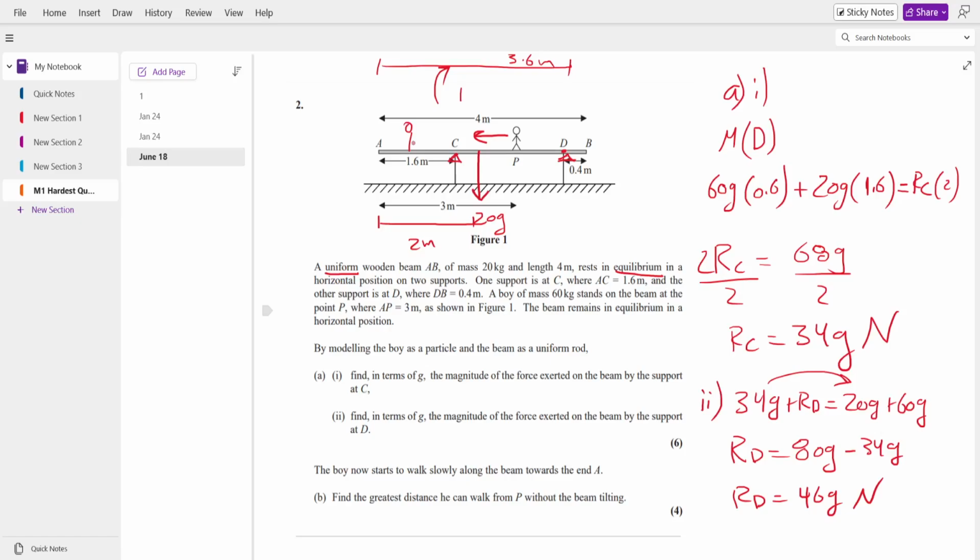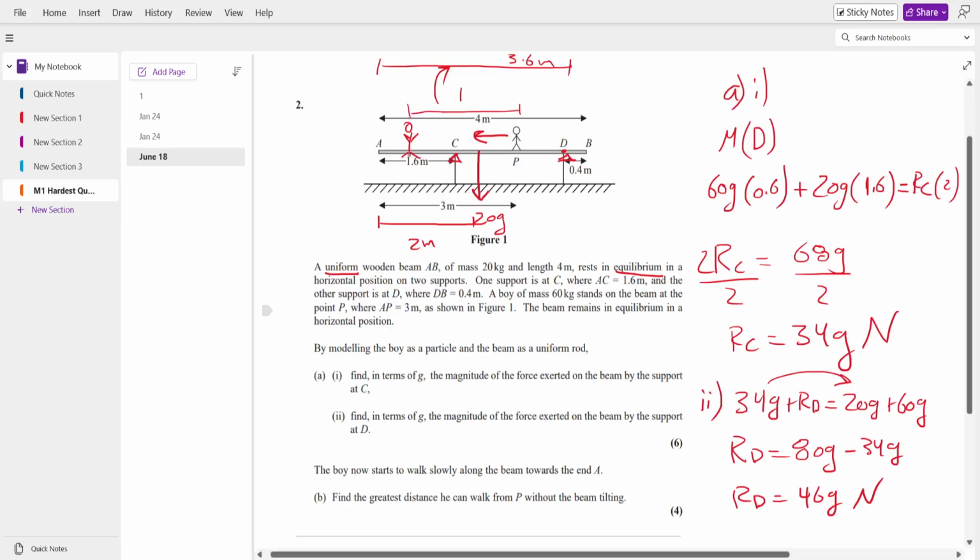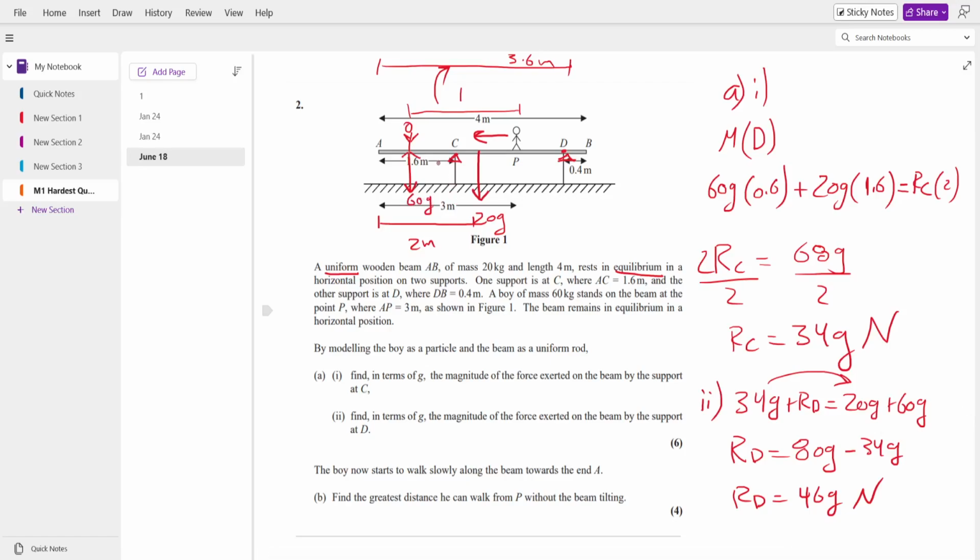So this is basically what's going to happen. So we want to find, let's say this is the point he moved to. So he moved this distance. So his weight is now acting here. His weight was 60G. And let's think about what's going to happen when the beam is about to tilt. So when the beam is about to tilt, we know that it's going to tilt this way, right? So it's going to somehow kind of lift off D.